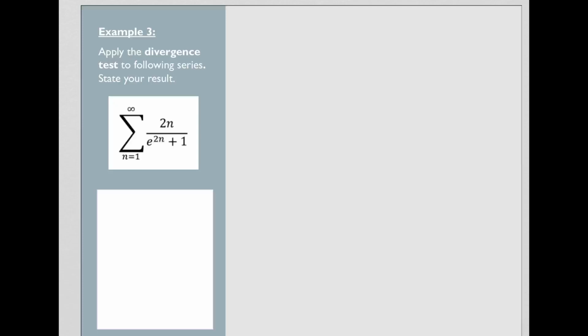All right, the next example. Apply the divergence test to the following series. State your result. We want the infinite series n equals 1 to infinity of 2n over e to the 2n plus 1. So we have the infinite series of 2n over e to the 2n plus 1.